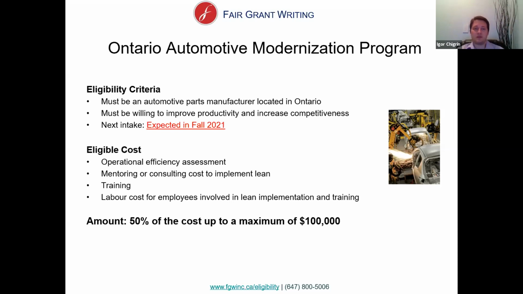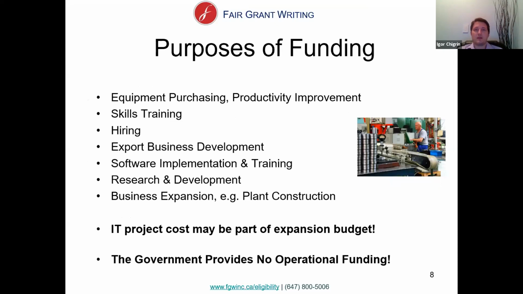The program provides 50% of eligible expenses up to a maximum of $100,000. Unfortunately, you cannot apply in advance. You have to wait until the fall, and we don't know yet if it's September, October, or November. But it's still a good idea to get in touch with a lean training company and come up with a proposal with a scope of the training, because that's what you will need to use down the road.